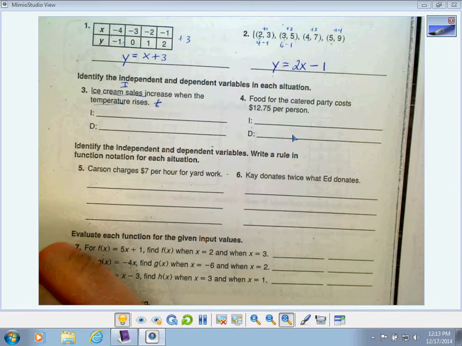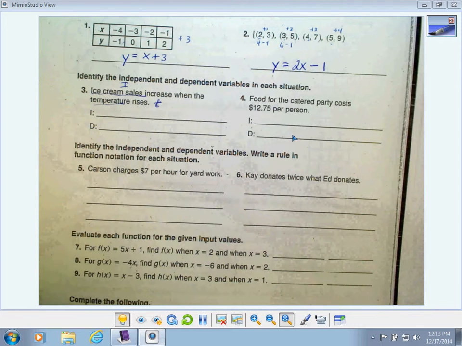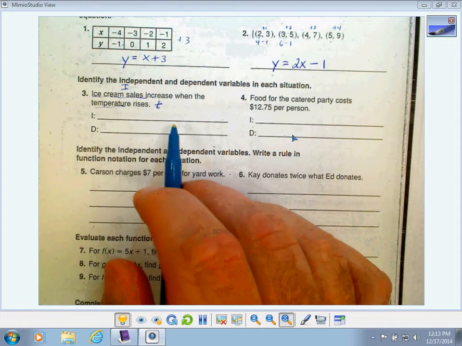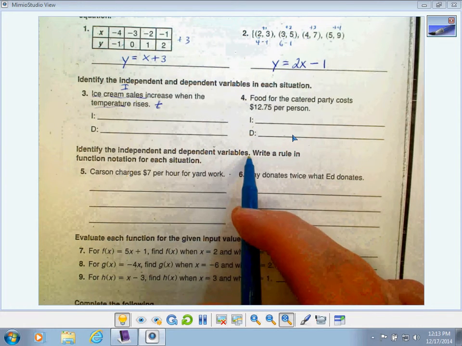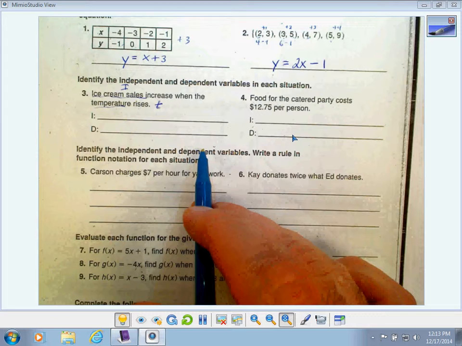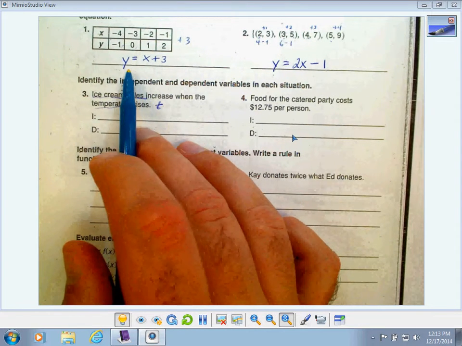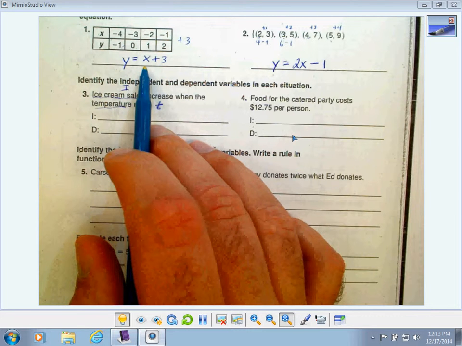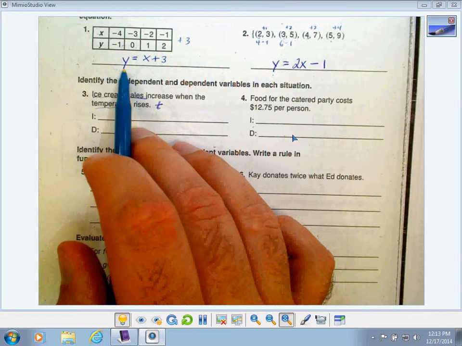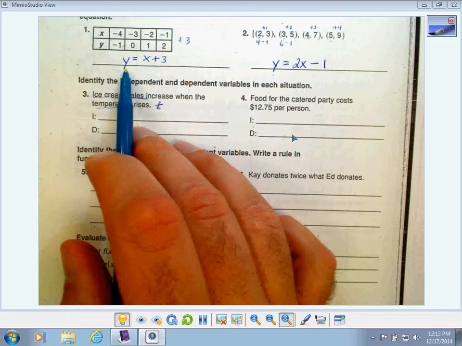So the question is which one is independent and dependent? Well, the simple way to answer this is dependent variables depend on something else to figure out their answers. So if we go back up to number 1 for just a second, we might say that y depends on what you put in for x. So in this case, y is the dependent variable and x is independent.